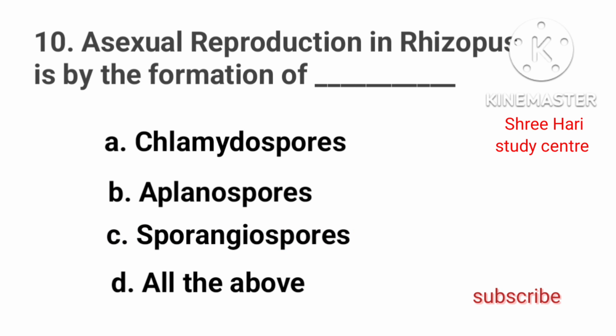Asexual reproduction in Rhizopus is by the formation of: option A, chlamydospores; option B, aplanospores; option C, sporangiospores; option D, all the above. The correct answer is option D, all the above.